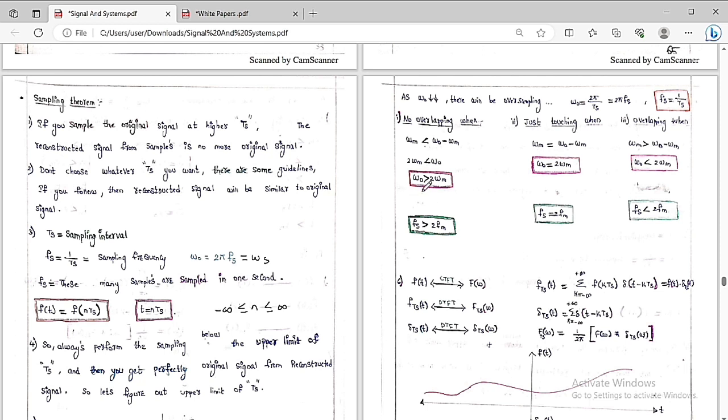So what is omega naught? Omega naught is nothing but 2 pi Fs. And omega m is nothing but 2 pi Fm. So if you simplify, we are going to get Fs is greater than 2 Fm, where Fs is the sampling frequency and Fm is the maximum message signal frequency. So Fs should always be greater than 2 times the message signal frequency.